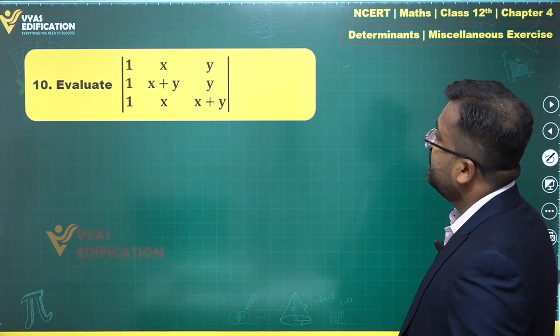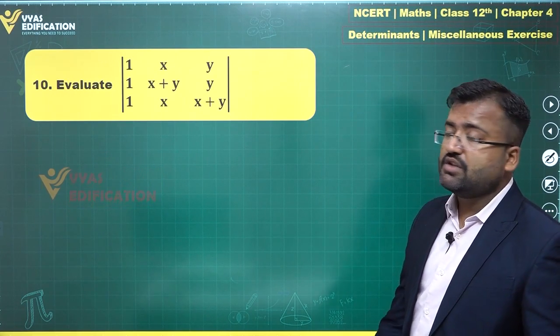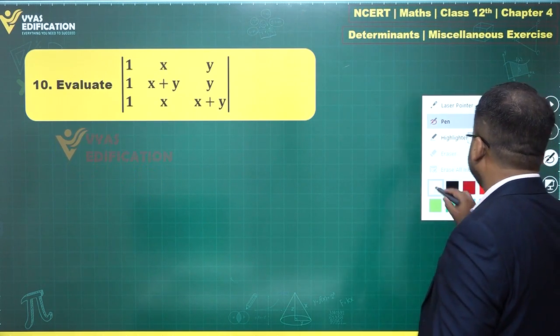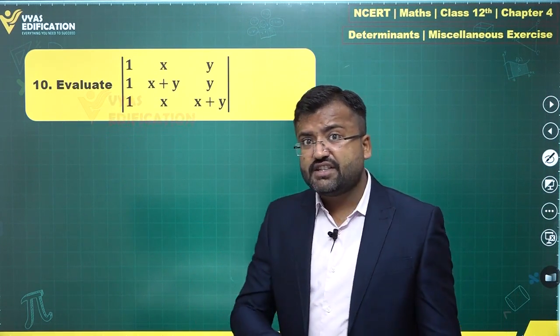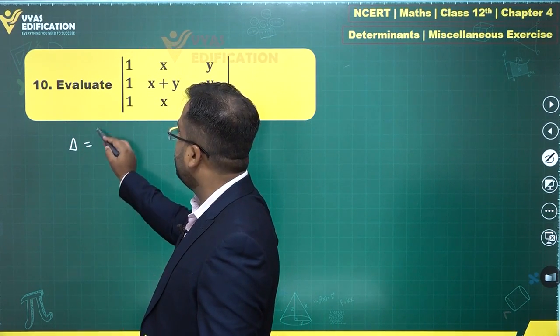This is the next one. That says 1, x, y; 1, x plus y, y; 1, x, x plus y. Can we simplify this? Yes. There are a lot of ones. Let's subtract to create some zeros over here. So delta is equal to what?